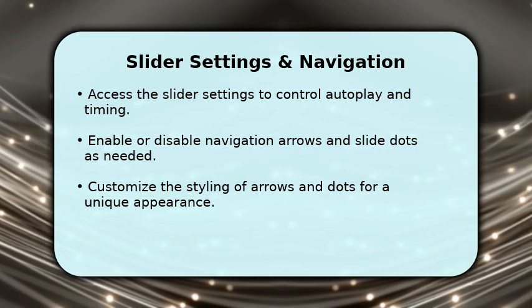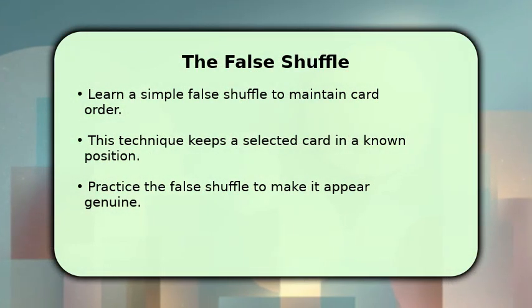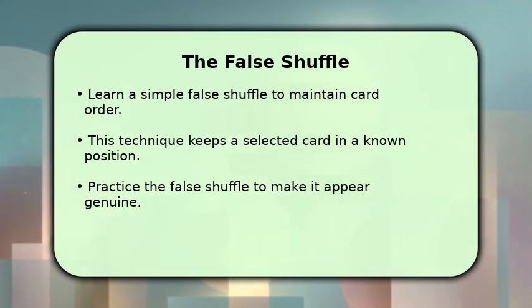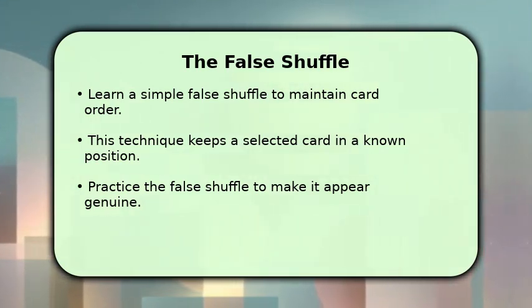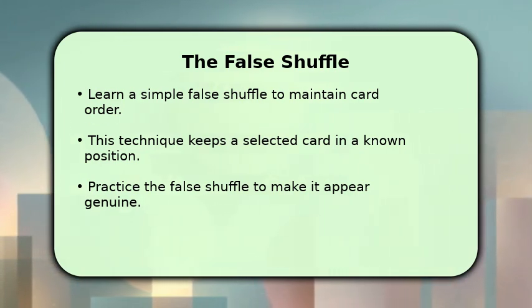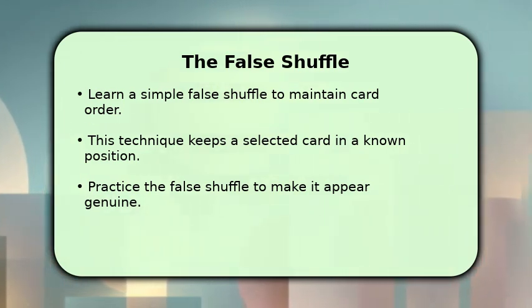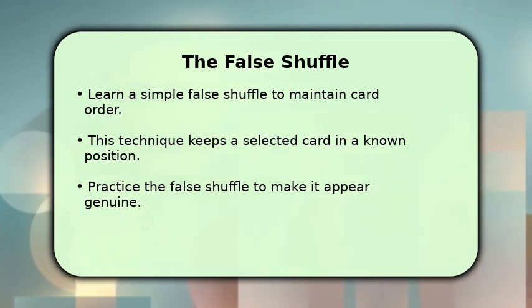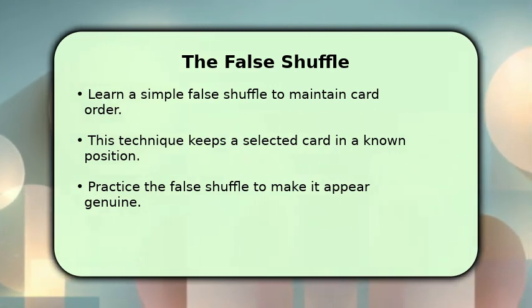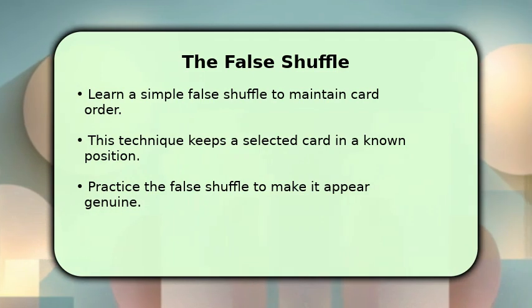After a card has been selected and returned, you often need to shuffle the deck without disturbing its order. This is where a false shuffle comes in handy. We'll explore a basic method that appears to thoroughly mix the cards, but in reality, it keeps your key card exactly where you want it. The trick is to make your movements look natural and unhurried. Consistent practice will ensure your false shuffle is undetectable, adding to the mystery of your performance.